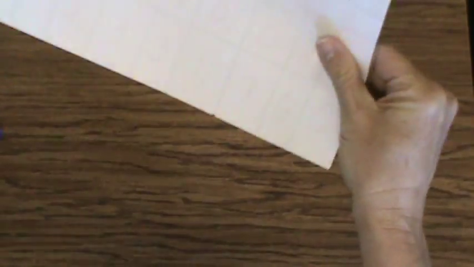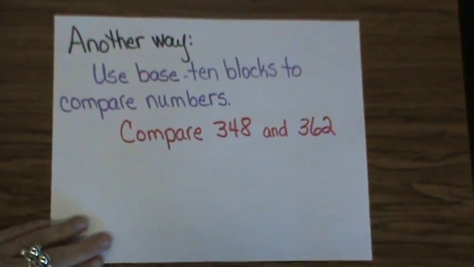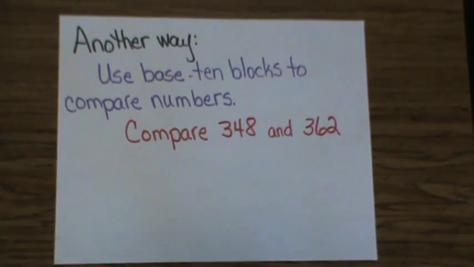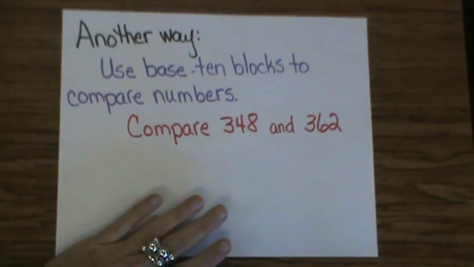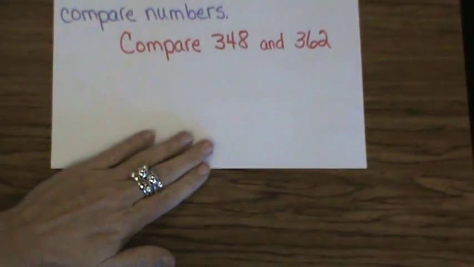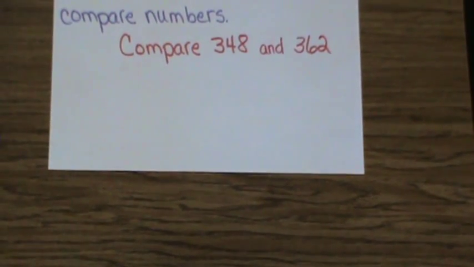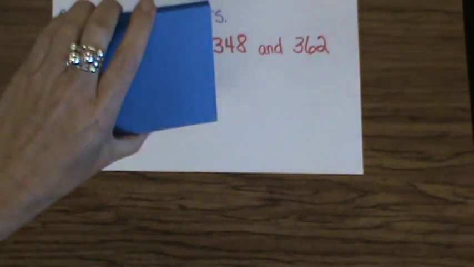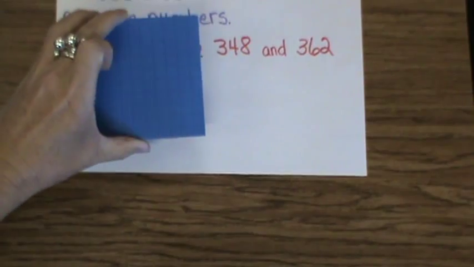Another way to compare numbers is using base 10 blocks. And we like to get these out and build houses and whatever's with them. But they're also very useful when we're comparing numbers. So here we're going to compare two numbers. We're going to compare 348 and 362 using the base 10 blocks. These are the base 10 blocks in case you have forgotten. So first we're going to build 348.